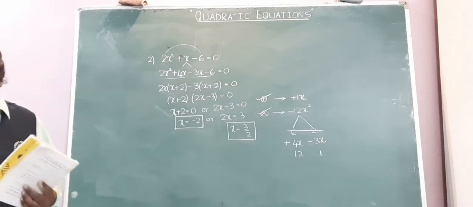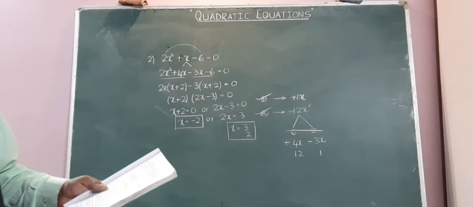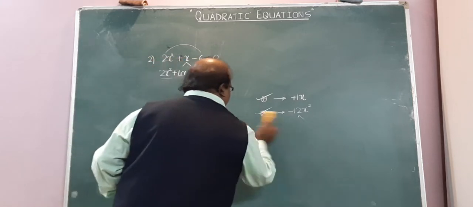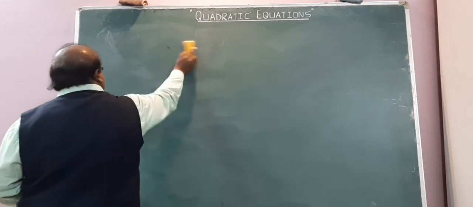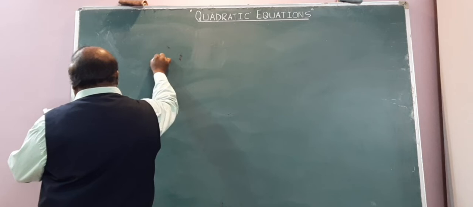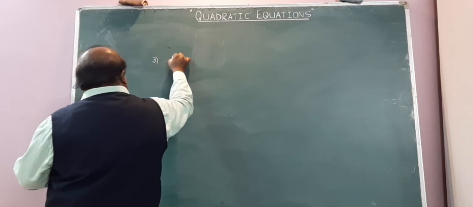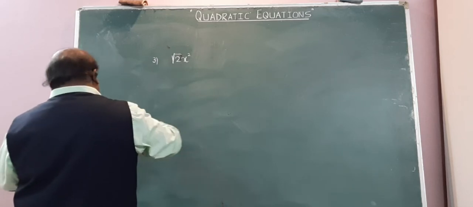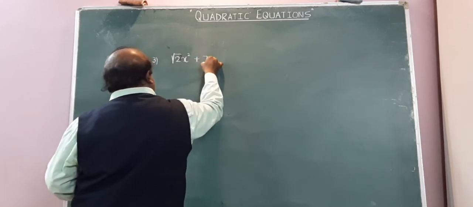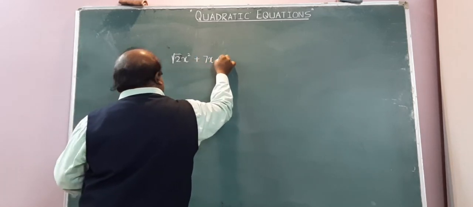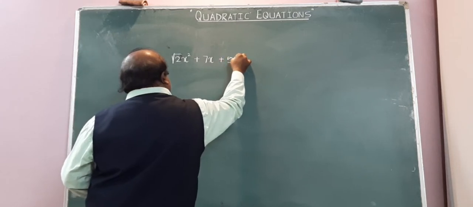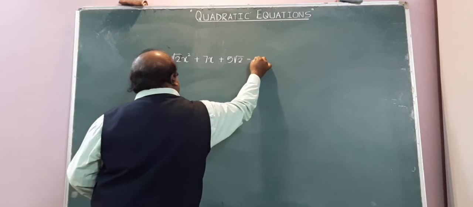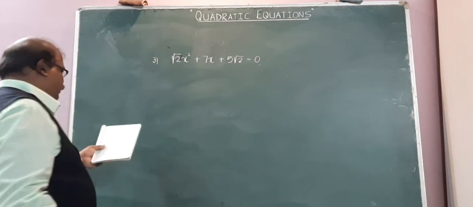Okay, let me take another sum. The third sum from the text: root 2 x square plus 7x plus 5 root 2 is equal to 0.